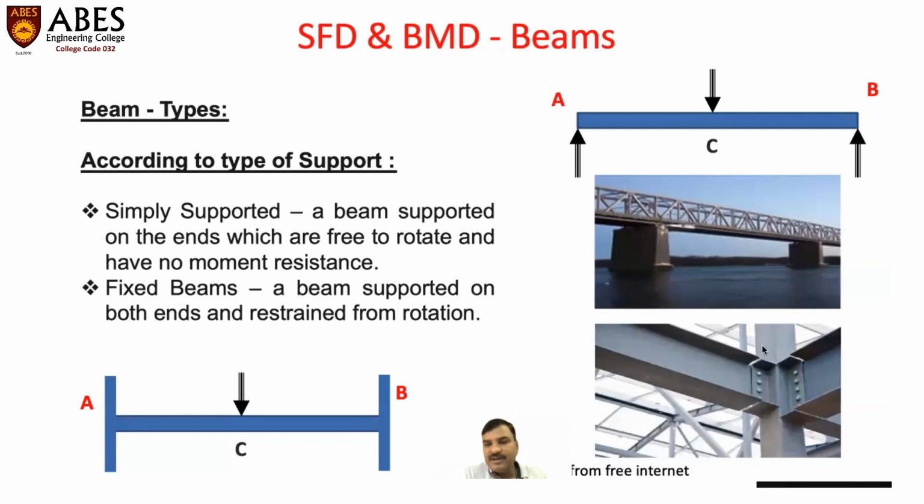So if this beam is something like this, and if you see this, here we have clamped this beam. This is an I-section beam, and we have clamped it with the column. So we can call this type of structure or this type of beam a fixed beam.